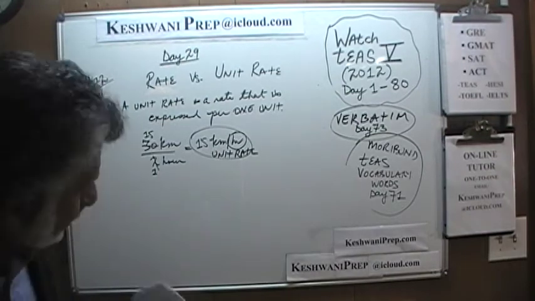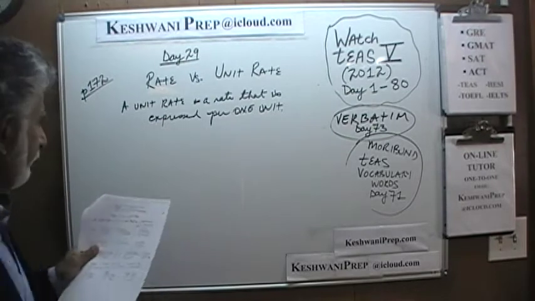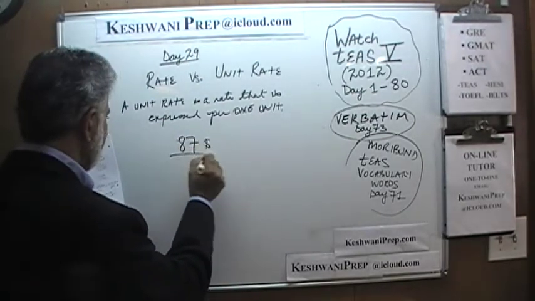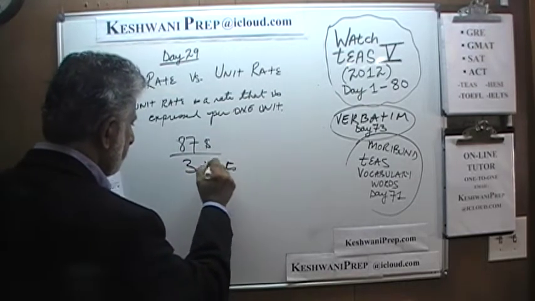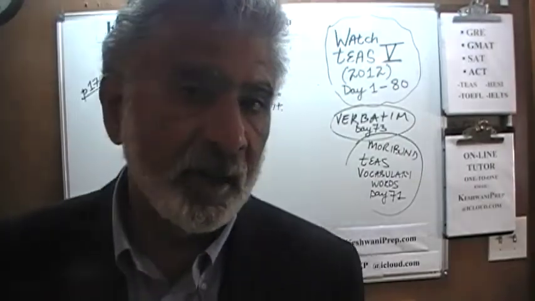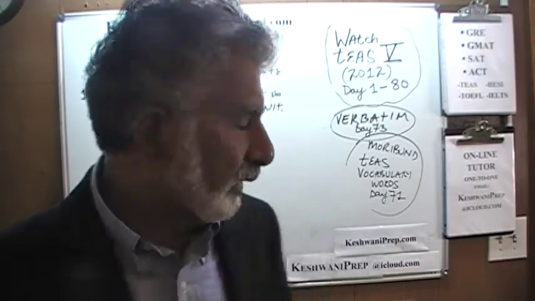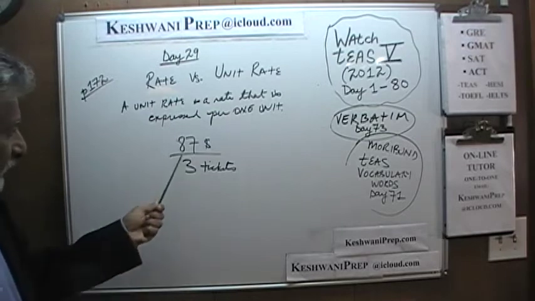Let's do one more. If you're talking to somebody and they ask you what was the price for the concert, you would not tell them the price was $87 per 3 tickets, or $87 for 3 tickets. That's not how you answer the question. It's always per unit. The bottom has to be 1, per 1 unit. How do we do that? Just divide top and bottom by 3.